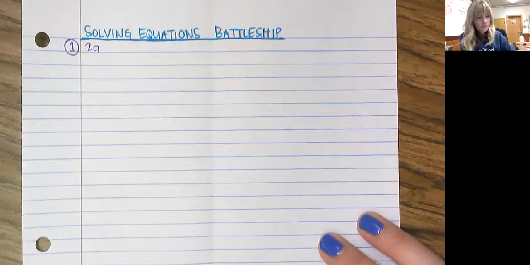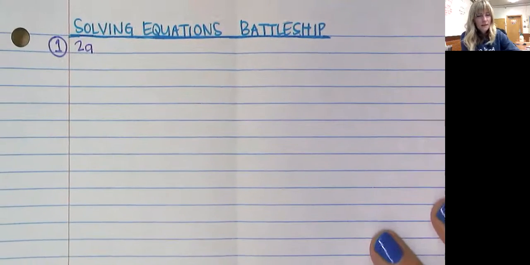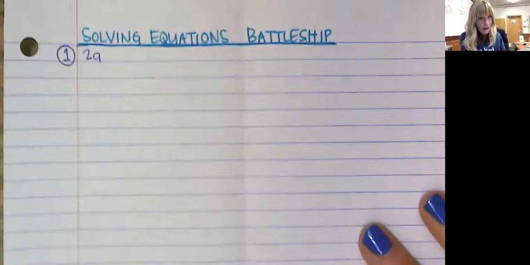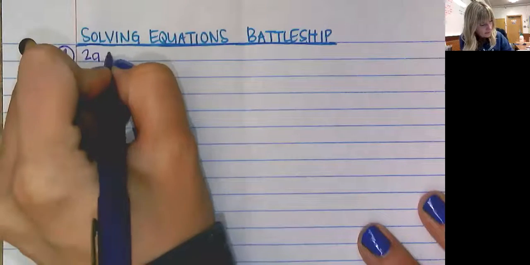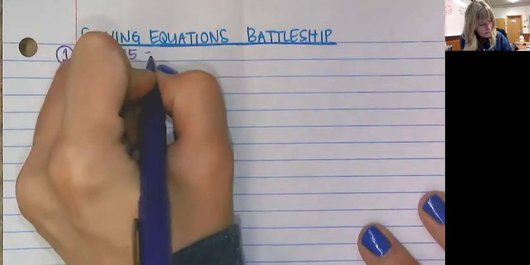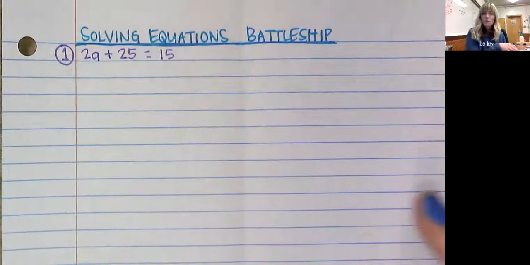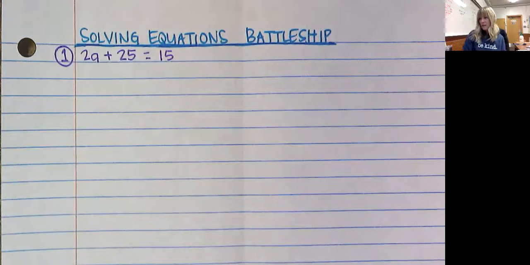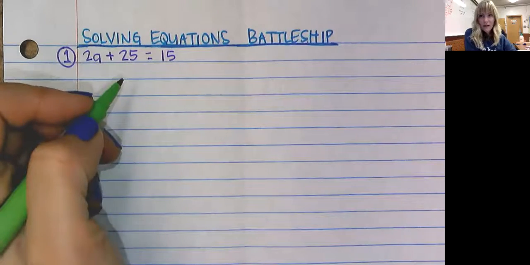Here, I'll zoom in a little so you can see it better. Maybe a little bit more. Here we go. Okay, so this is number 1. 2a plus 25 equals 15. So of course, mathematically, our goal today is to practice solving equations, specifically solving two-step equations. We're going to make sure by the end of today that we're all feeling really good about solving two-step equations. We're going to add a little element to it though.